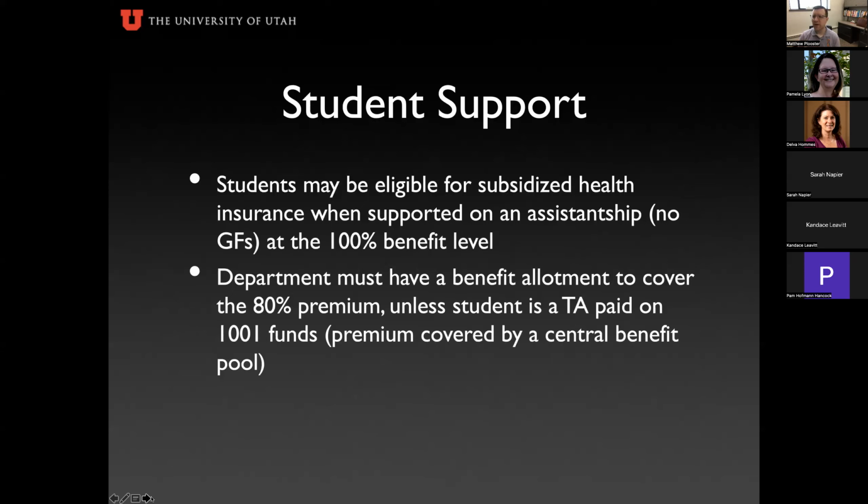Departments must have a benefit allotment to cover the 80% subsidization, unless it is a TA who's paid off a 1001 fund, in which case there's a central benefit pool that covers that. If you have any questions on the G-SHIP, we do have a video. It is going up on our website. It has not been put up yet, but we will have that in our resource section for you to refer back to, as well as reach out to the graduate school.